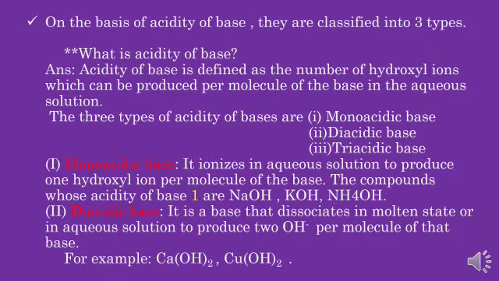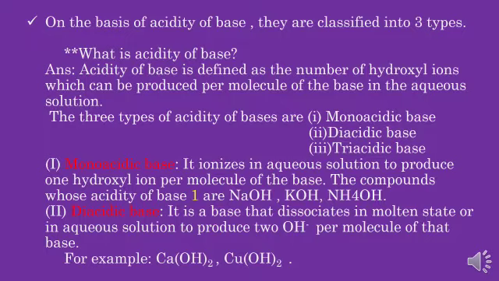On the basis of acidity of base, they are classified into three types. What is acidity of base? Let us know. Acidity of base is defined as the number of hydroxyl ions which can be produced per molecule of the base in the aqueous solution. Now, let us know the three types of acidity of bases. Number 1, monoacidic base. Number 2, diacidic base. Number 3, triacidic base.